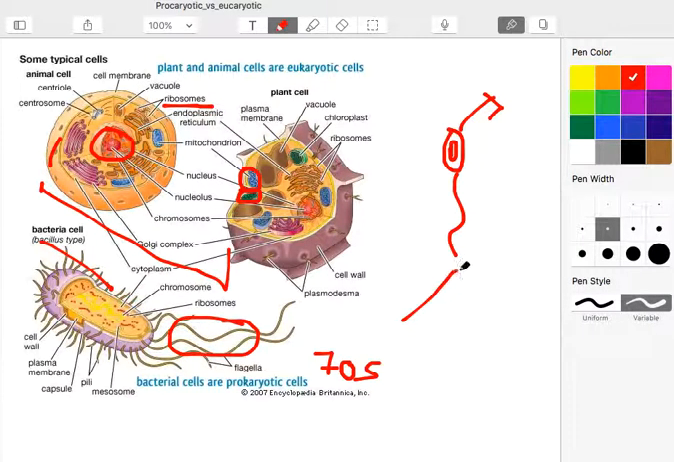For example, let's say this is the endoplasmic reticulum. If you see ribosomes attached to its surface, then it is called rough. If there is no attachment, that is plain endoplasmic reticulum, then it is called smooth, and their functions are very different. Rough endoplasmic reticulum takes part in protein synthesis, and smooth endoplasmic reticulum takes part in lipid synthesis.